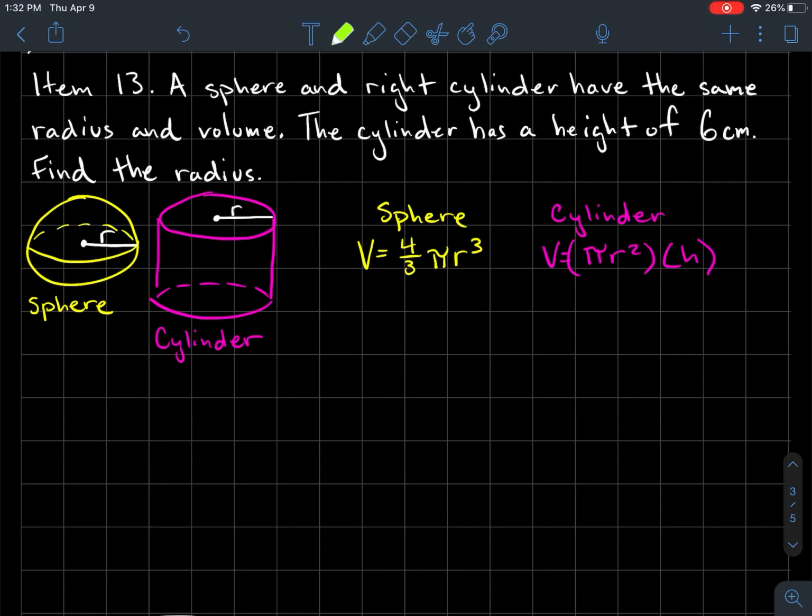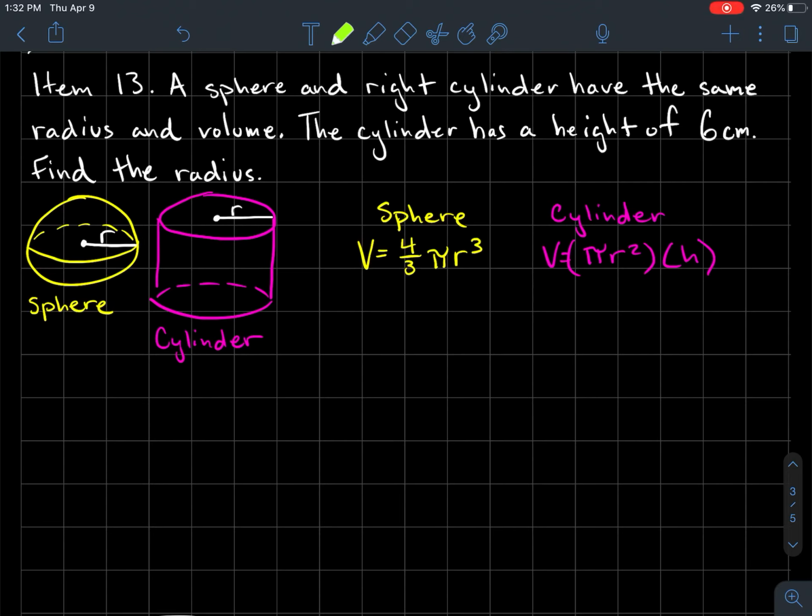So item number 13, a sphere and a right cylinder. And they just call it a right cylinder. To you, it's just a regular cylinder. In other words, the cylinder is not leaning in either direction. It's going straight up and down. And that's mainly what we've been dealing with in Chapter 8 for Big Ideas Math anyway. So don't let it confuse you.